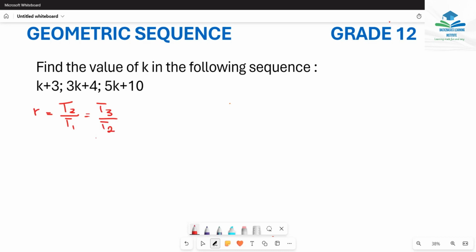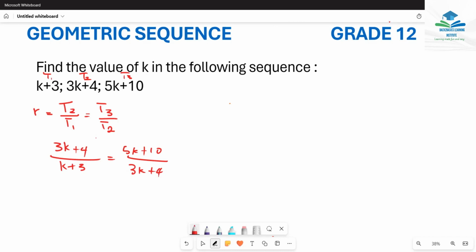So what can we do here? We can start by saying this is your term 1, this is your term 2, and this is your term 3. So we can simply say this is the same as 3k plus 4 divided by k plus 3, which is the same as 5k plus 10 divided by 3k plus 4. Isn't it so? This is basically one and the same thing.